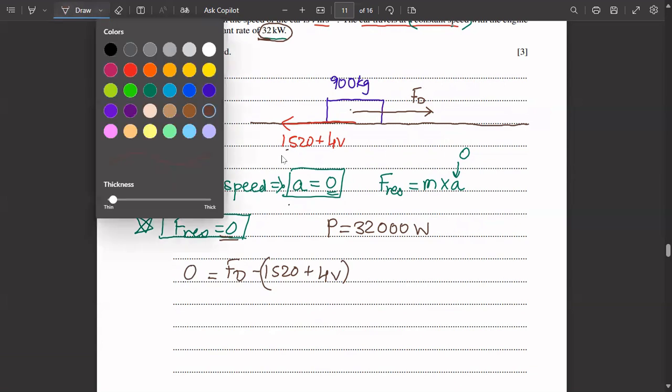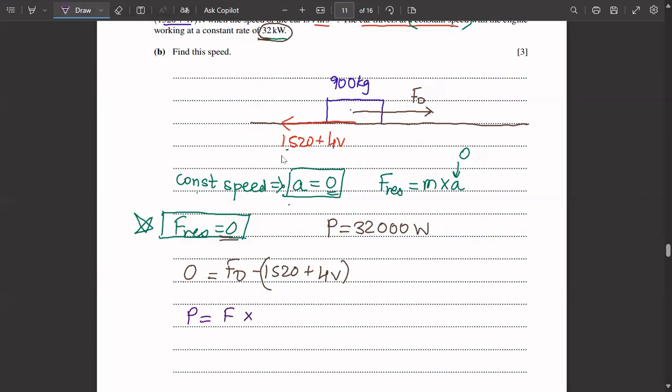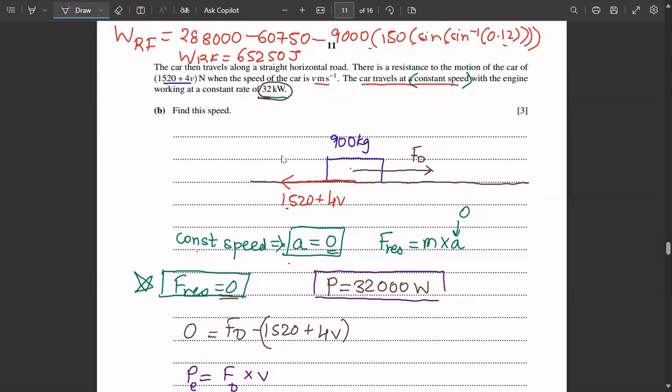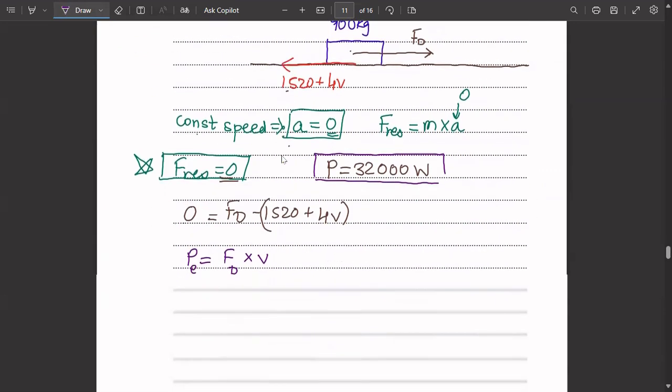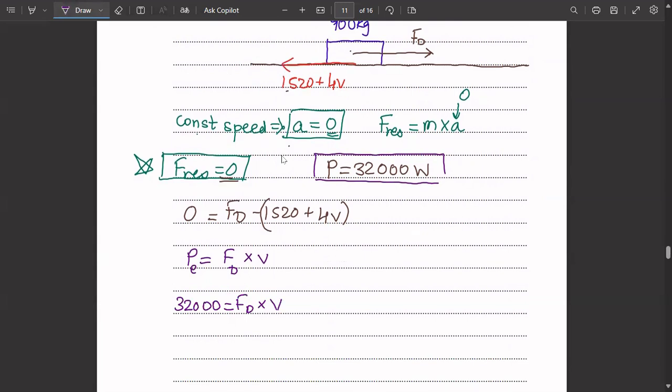We also know that power is equal to force into velocity. So power is the power of engine and force is the driving force. So what is the power of engine? The power of engine we wrote right here is 32,000 watt. Driving force we have to find out. And velocity. Do we know the velocity? No, we just know it travels at constant velocity. But what is that velocity? We do not know. So therefore, the driving force will include 32,000 upon velocity.